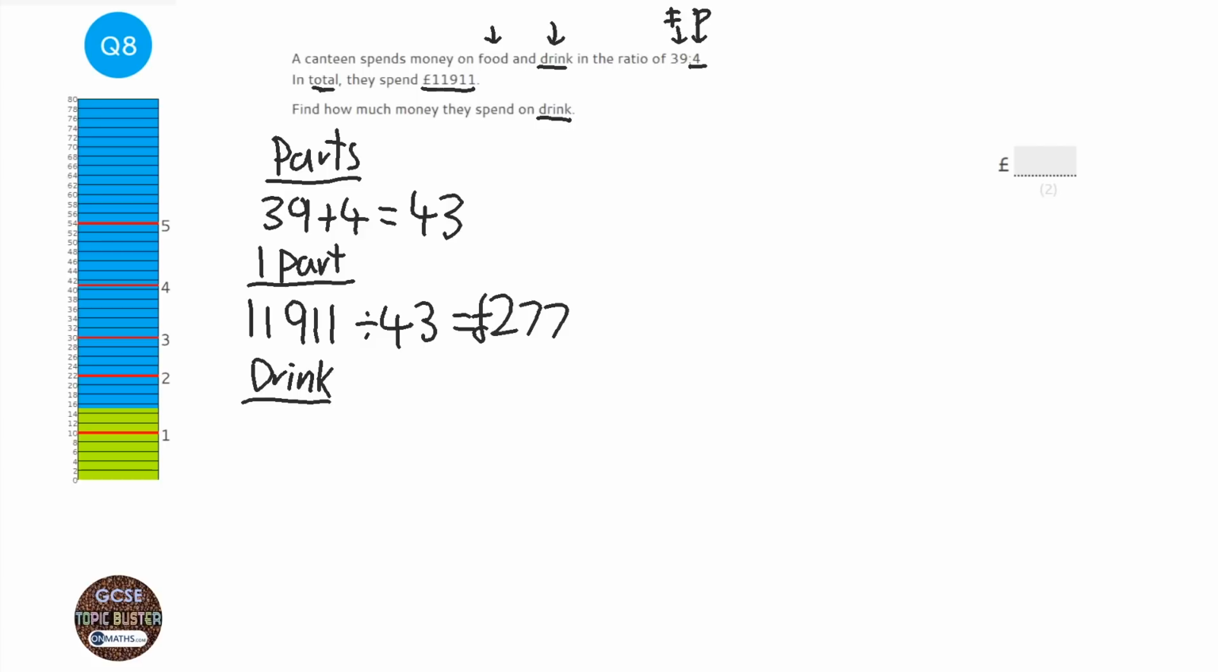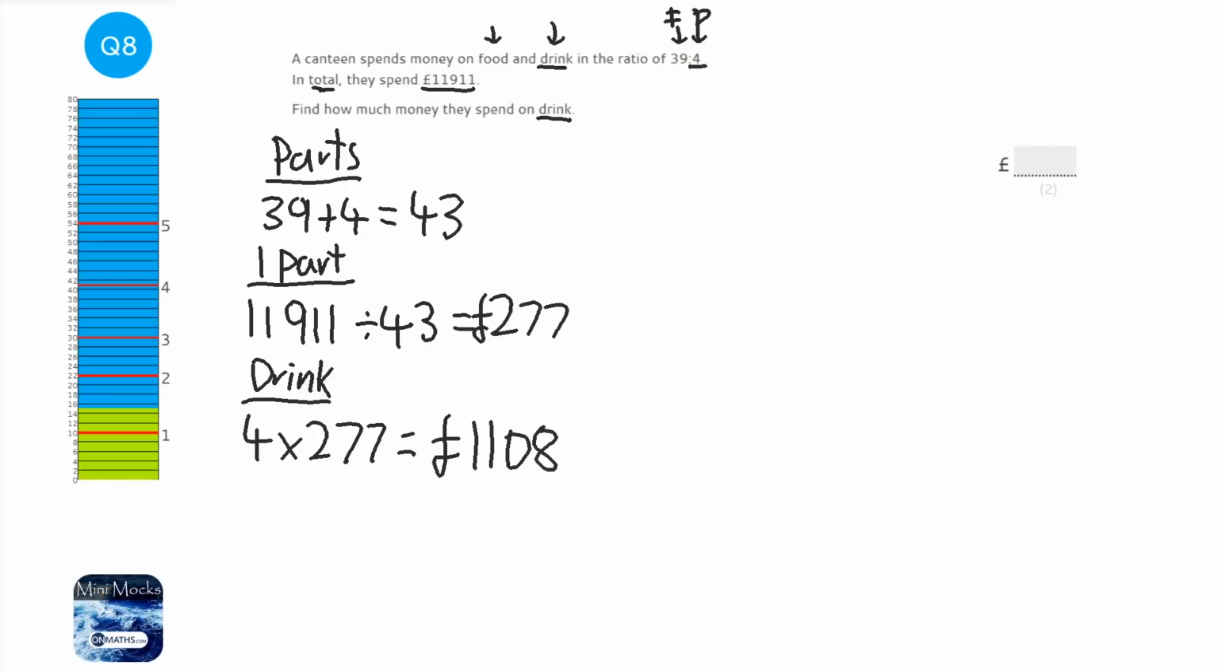So if each one part's worth 277, we're just going to do 4 lots of that. And I might as well do it in the calculator. Times by 4. And that's going to be 1108. So 1108.